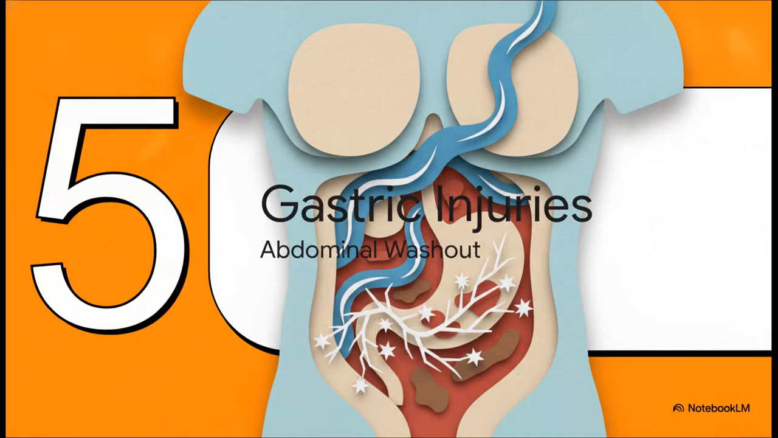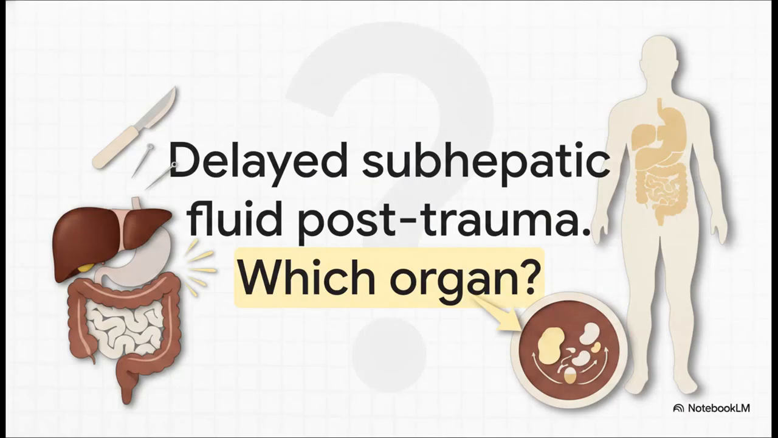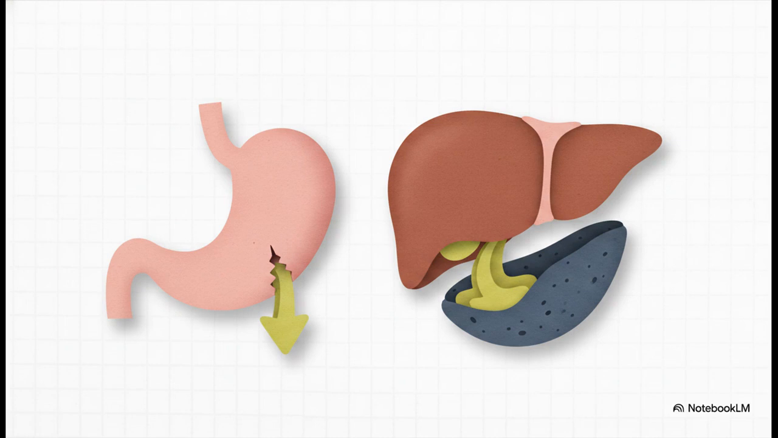And finally, Section 5, gastric injuries and drainage, looking at the abdominal washout. Imagine this. Weeks after a trauma laparotomy, a follow-up CT scan shows fluid accumulating in the subhepatic space. Which injured organ is the most likely source of that fluid? The likely source is a delayed leak from the stomach, liver, or duodenum. Why? It's all about gravity. Morrison's pouch, or the hepatorenal recess, is the most dependent drainage space in a supine patient. That makes it the primary pooling zone for any delayed leaks from those specific organs.